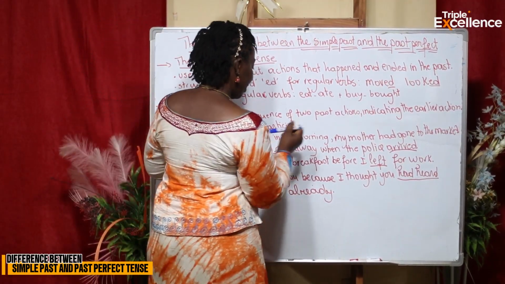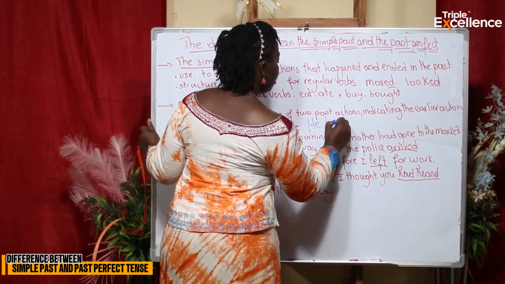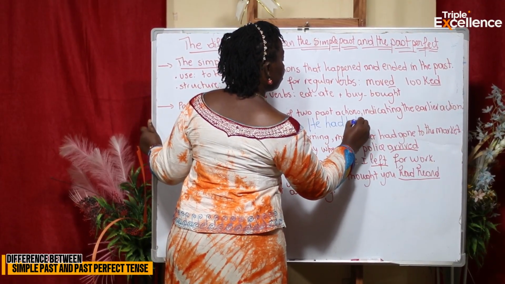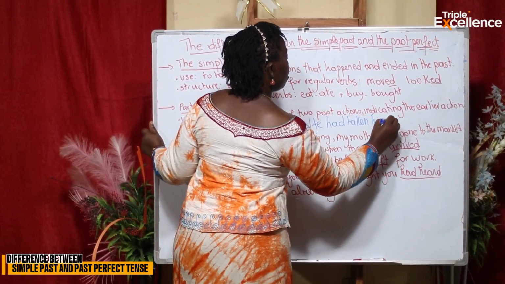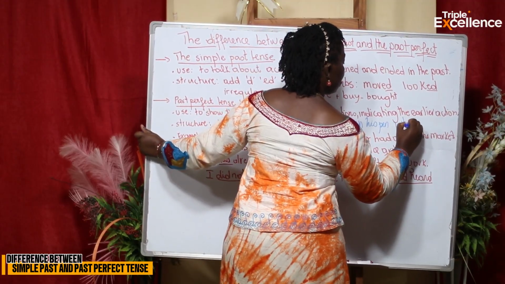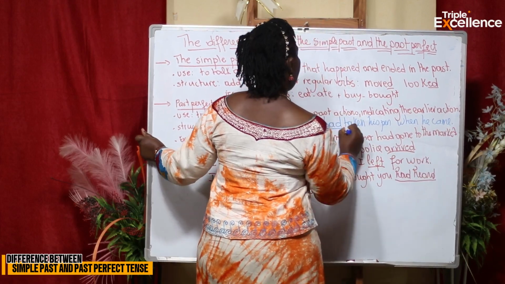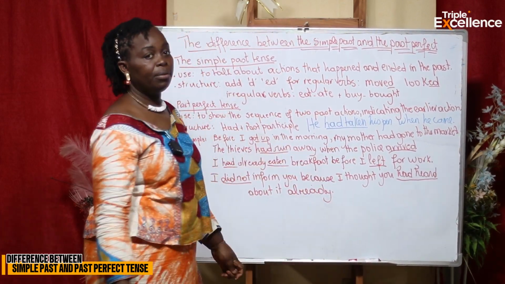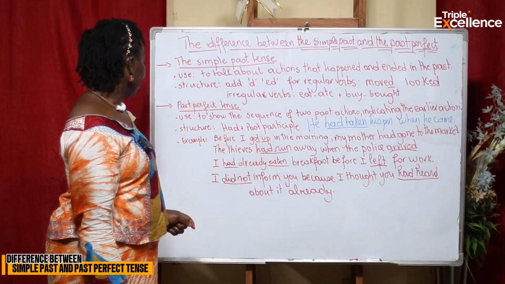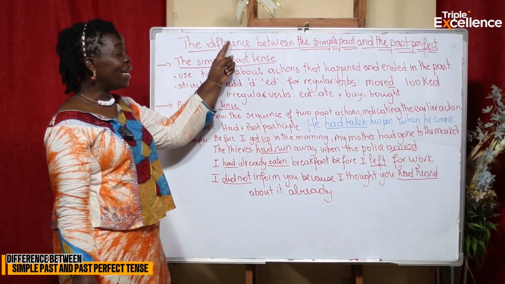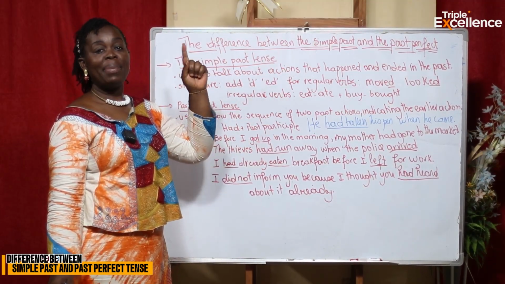For example, he had taken his pen when he came. Had plus pp. The past participle of the verb to take is taken. Let us make a clear-cut difference between simple past tense and past perfect tense.